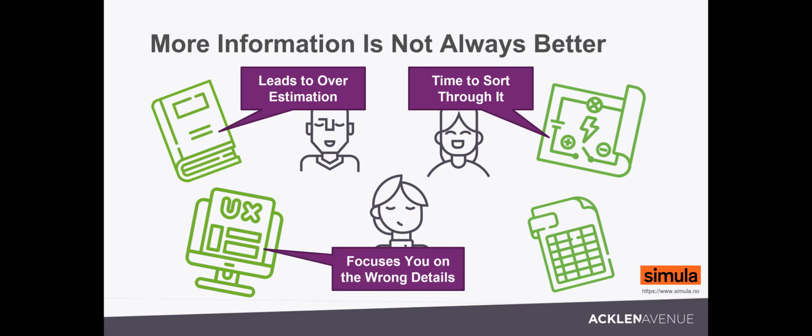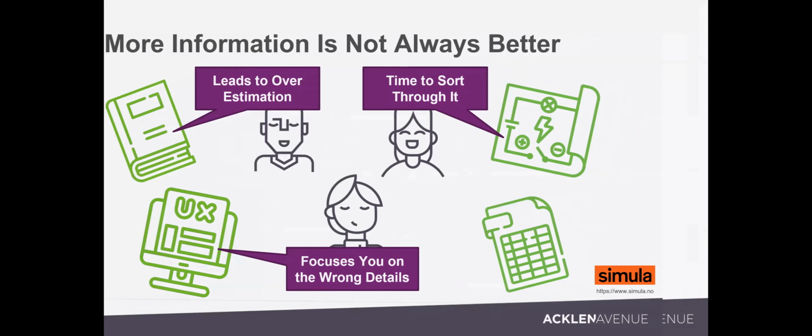Also, a lot of times it focuses you on the wrong details, especially with UX mockups. I've been in a discussion where we're talking about a flow of something, but we did it with pixel perfect mockups. We got into a 90-minute discussion on whether this was the right red and whether this line was thick enough. And I'm like, I don't need to be talking about that right now. You're missing the whole point. It gets distracting because there's so much information there.